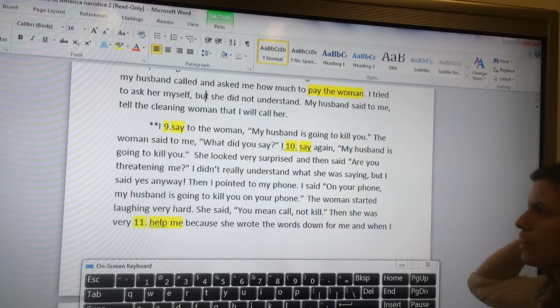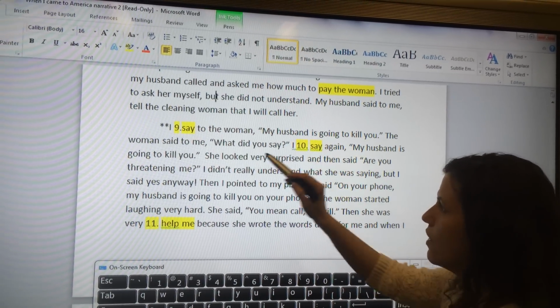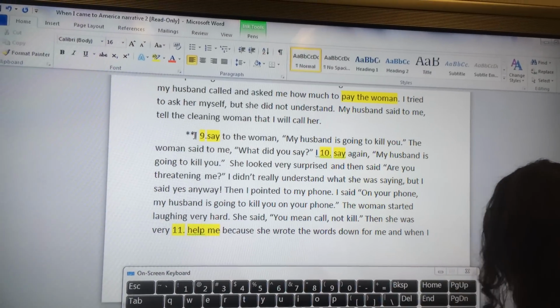Now, before we start this next paragraph, I want to point out a couple of things. That's why I have 2 asterisk signs there.